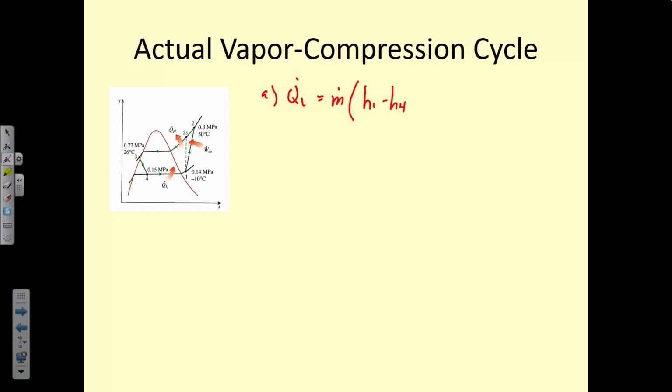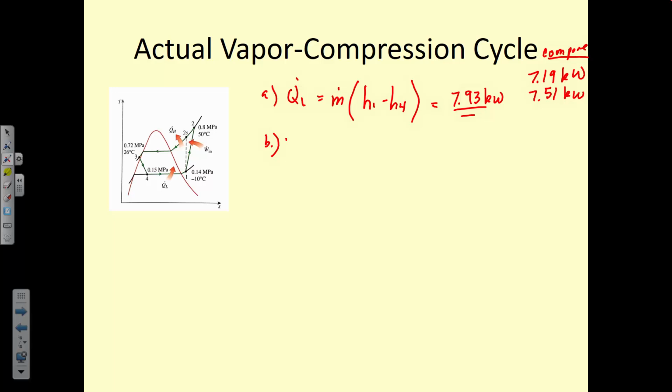H1 minus H4. If we plug in the numbers for that, we get 7.93 kilowatts. Now remember, this is the actual case. In the ideal case with the throttling device, we got 7.19 kilowatts, and in the ideal case with the turbine, we got 7.51 kilowatts. So we're comparing here. We'll talk about those in a minute.